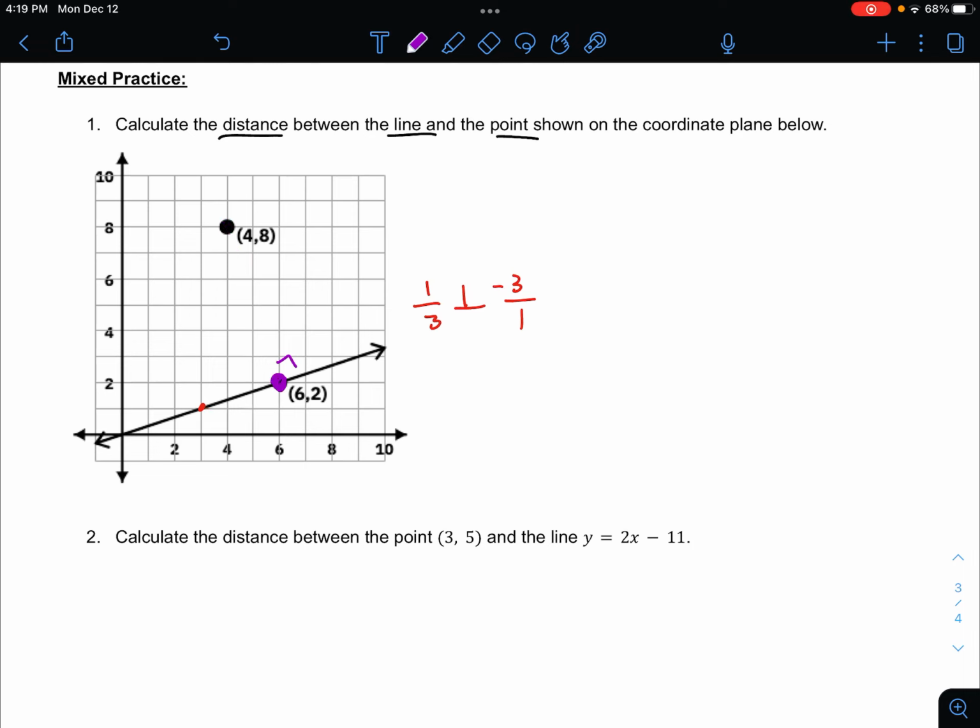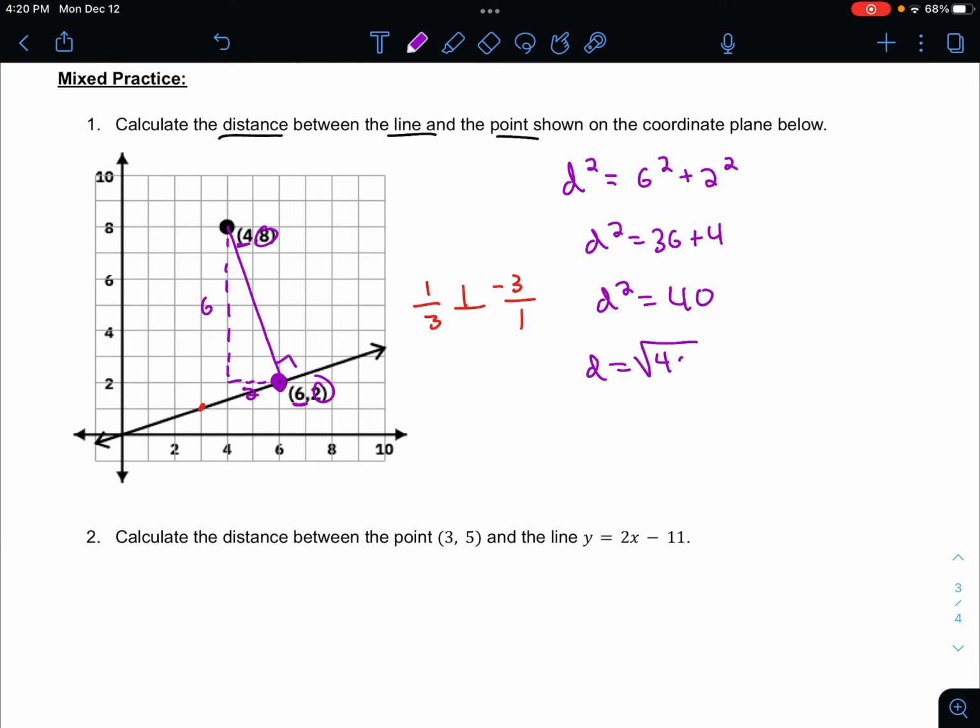Now we can use that to calculate the length of the segment using either the distance formula or the Pythagorean theorem. We can see that there's a difference in the y-coordinates of 6, a difference in the x-coordinates of 2. So the distance squared is equal to 6 squared plus 2 squared, or 36 plus 4. Distance squared is 40, so the distance is the square root of 40.